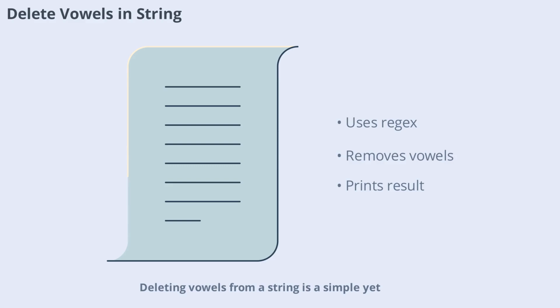Deleting vowels from a string is a simple yet effective way to practice regular expressions and string replacement. The program replaces all vowels with an empty string, demonstrating efficient text manipulation.